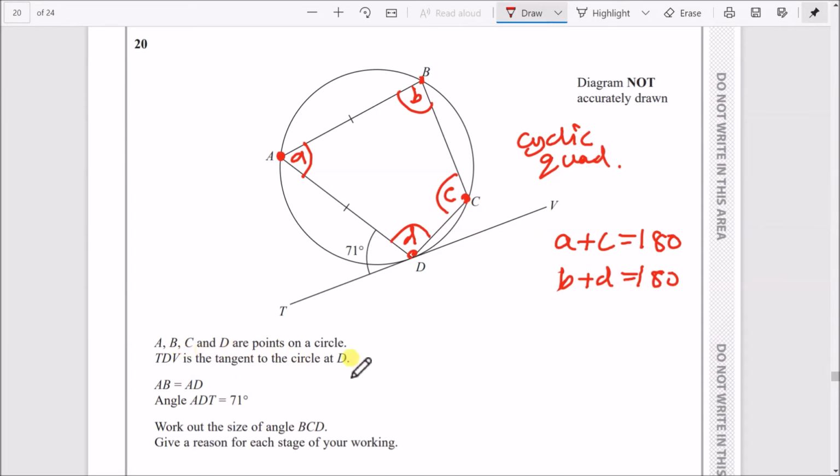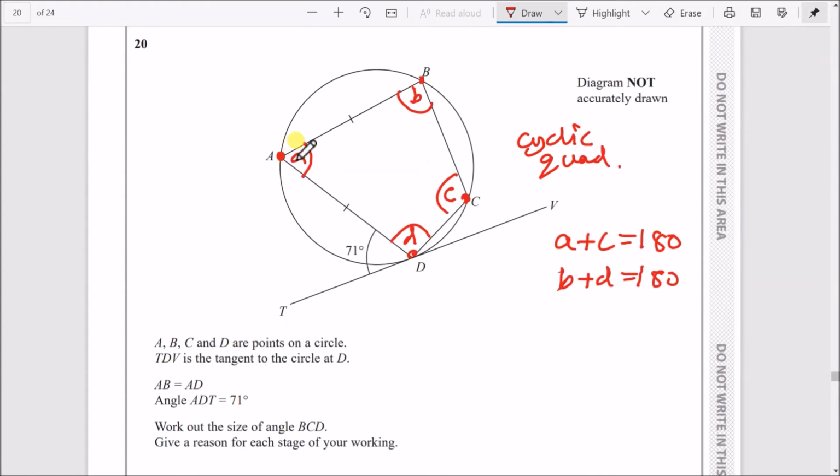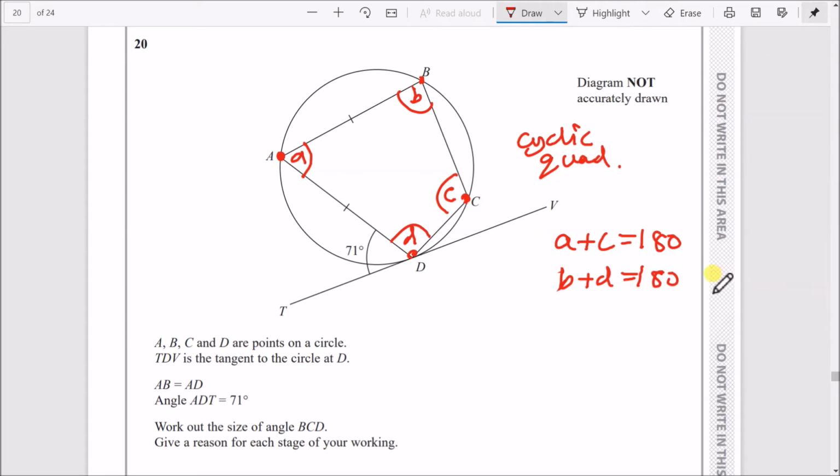TDV is a tangent to the circle. So tangent means it touches at one point. So we can see that this is angled at 71. The length of AB equals AD, so we saw that earlier. Work out the size of angle BCD and then give a reason for each stage of your working out.